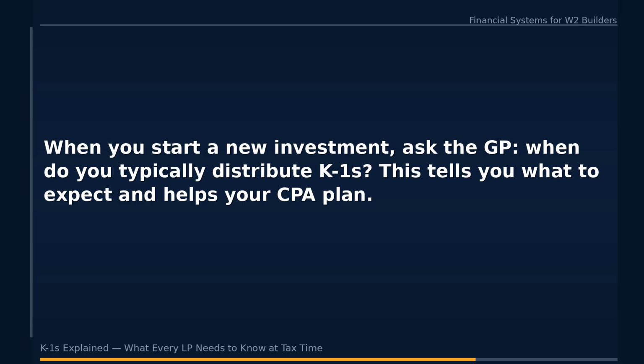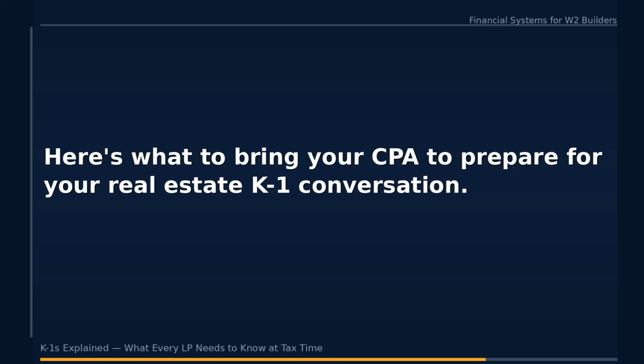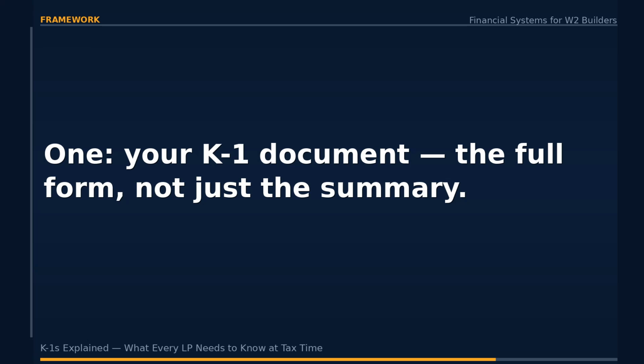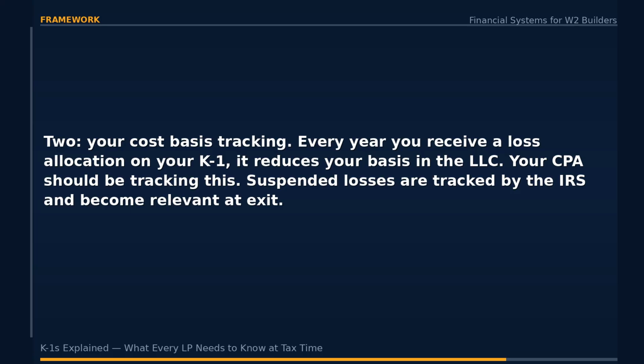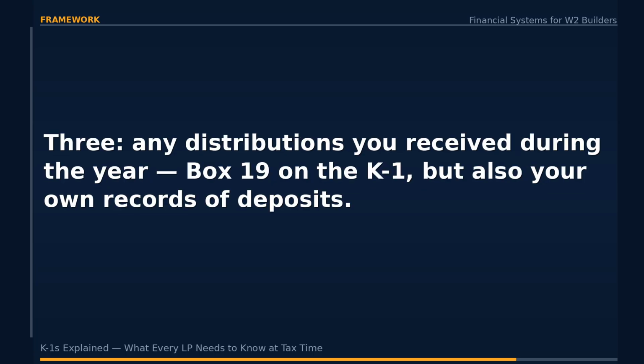Here's what to bring your CPA to prepare for your real estate K-1 conversation. 1. Your K-1 document, the full form, not just the summary. 2. Your cost basis tracking. Every year you receive a loss allocation on your K-1, it reduces your basis in the LLC. Your CPA should be tracking this. Suspended losses are tracked by the IRS and become relevant at exit. 3. Any distributions you receive during the year, box 19 on the K-1, but also your own records of deposits.